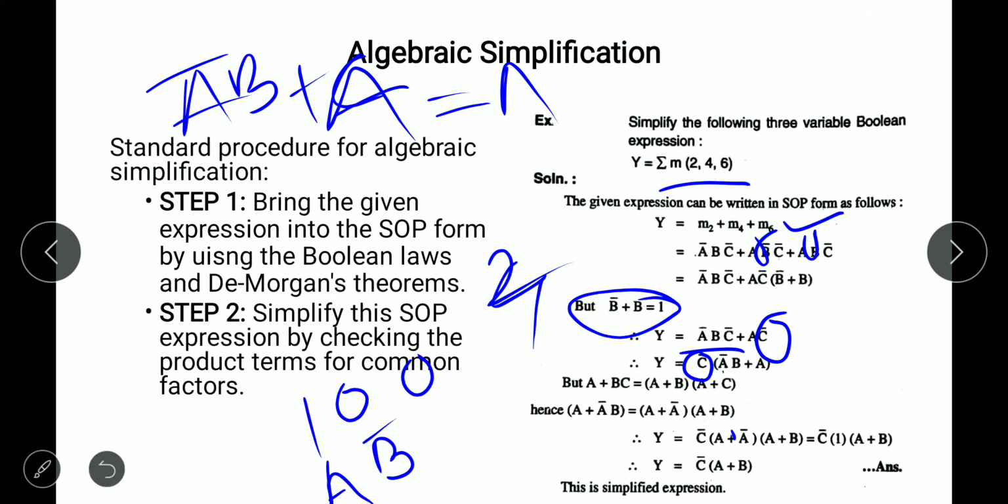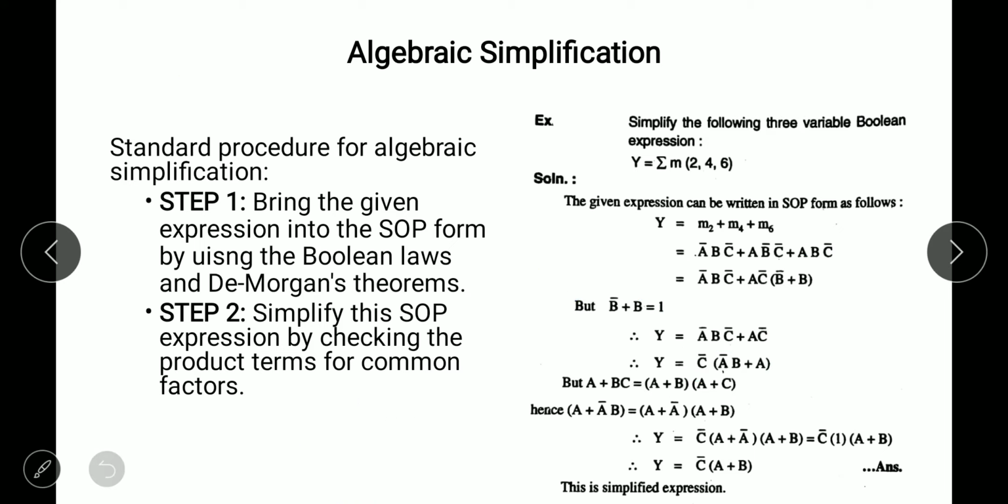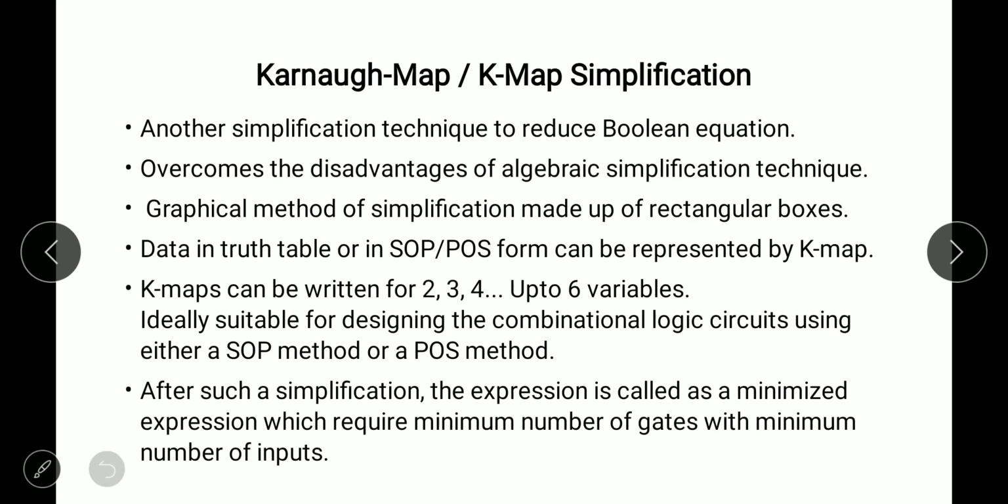Algebraic simplification means, first, bring the given expression into SOP form by using the Boolean laws and De Morgan's theorem. So first you have to convert this equation into that form, the SOP form. Then second, simplify the SOP expression using the product terms that have a common factor. Means you have to take the common factor, rearrange the equation, and then simplify it using the laws and Boolean expressions.